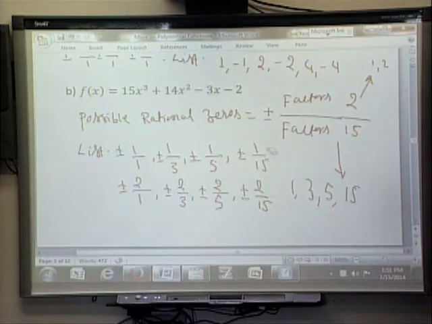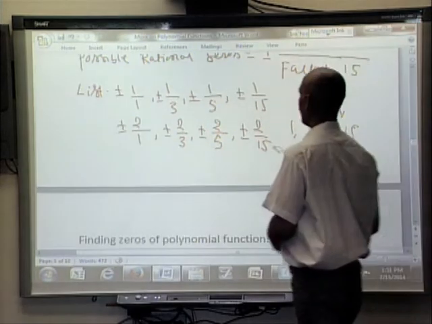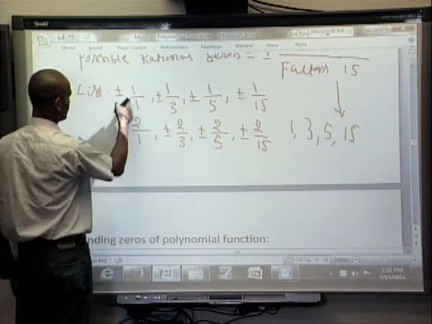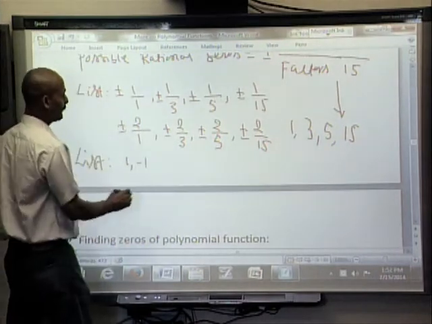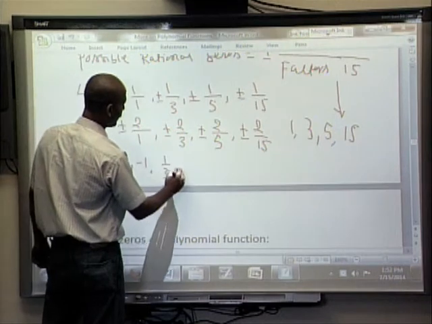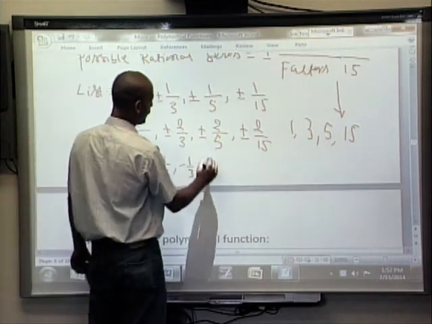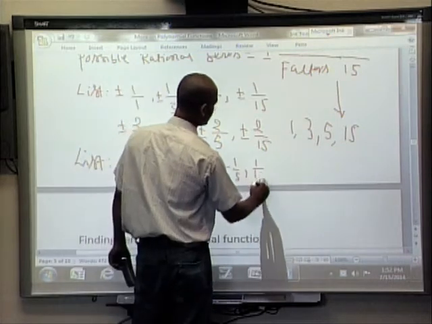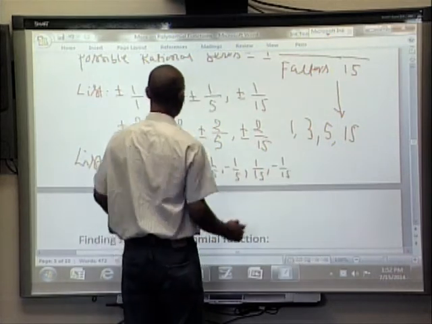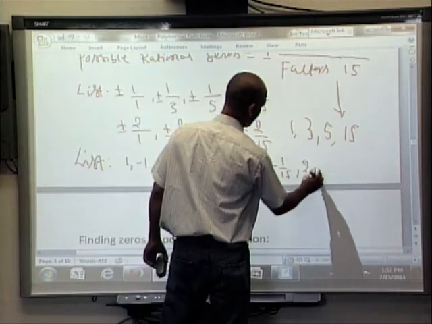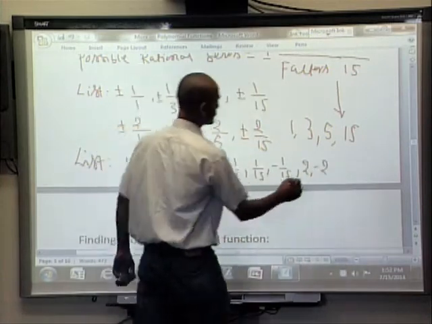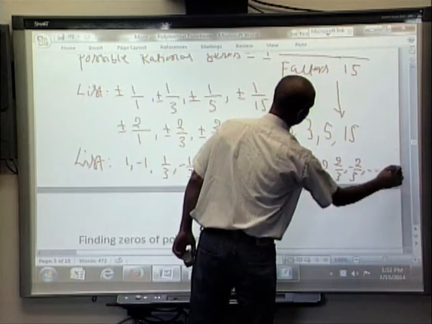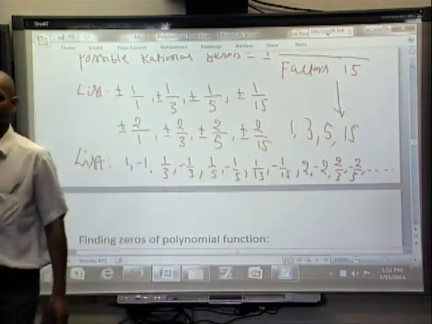So, if I want to write down the list, all possible rational zeros will look like this. The first one is 1 and minus 1, the second one is 1/3 and minus 1/3, the third one is 1/5 and minus 1/5, the fourth one is 1/15 and negative 1/15, the fifth one is 2 and minus 2, the sixth one is 2/3, negative 2/3 and so on. I am tired of writing the list.